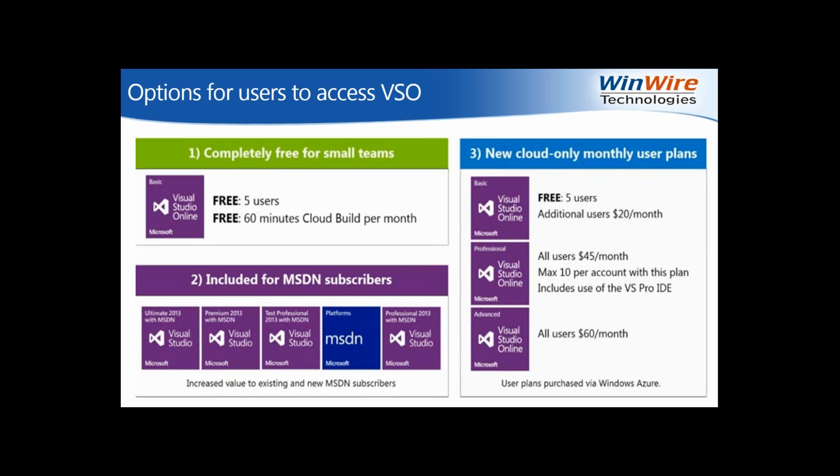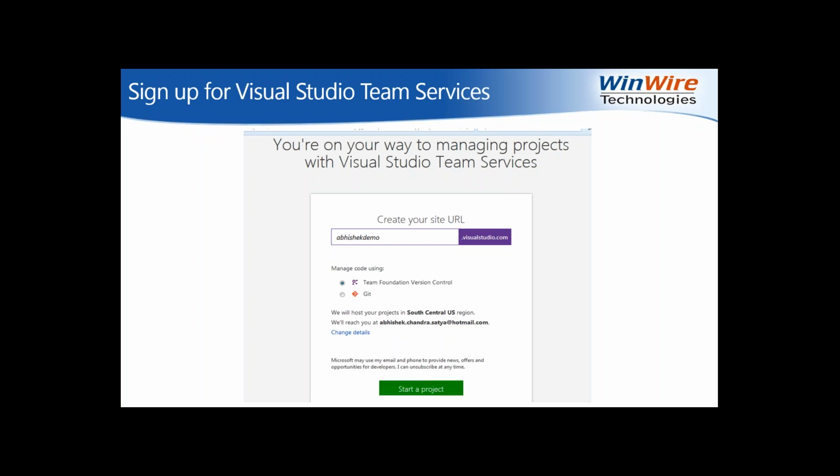So let's see how to sign up for Visual Studio Team Services, and from there go ahead. You have to go to Visual Studio Online first of all, and sign up with a Microsoft account. After that, you have to give some name, like in this case I have given Abhishek Devan. You can give any name you like, and then choose the version control between Git and TFS. And now you have created your Team Services account.